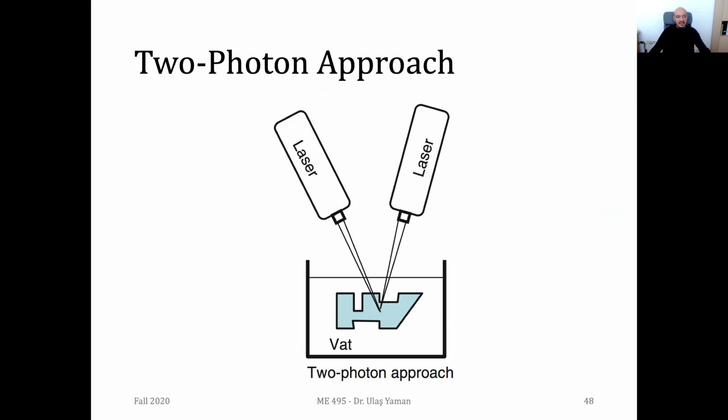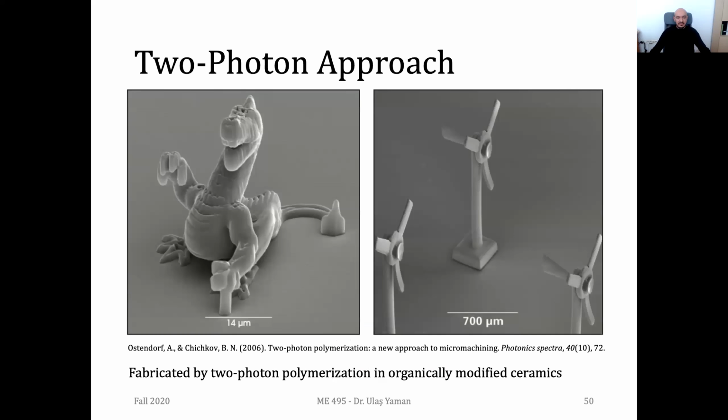So now I think it's time to focus on the last approach of photopolymerization process. It's called the two-photon approach. As you see, we have two lasers, two photons are coming from them, and with the help of it, we can produce very small products having detailed features.